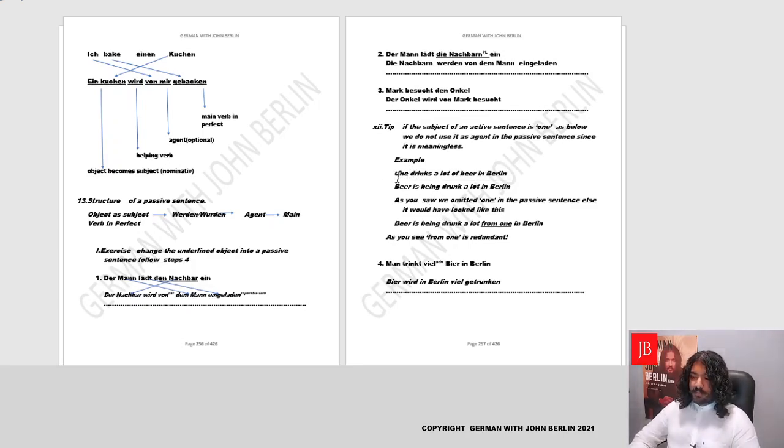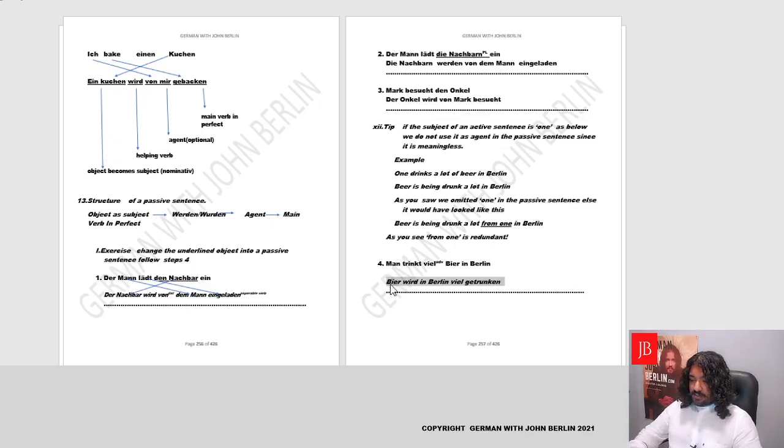What do I mean by empty? If you look at this sentence, one drinks a lot of beer in Berlin. So who drinks? One. One is an empty subject. I didn't specify. It's just like one. Could be anyone. Yes. So when you write it in German, in passive, beer is being drunk a lot in Berlin. You'll simply say beer is being drunk a lot in Berlin. You'll not say from one. Yes. Don't need to say that. It's irrelevant. Yes. So here is the sentence.